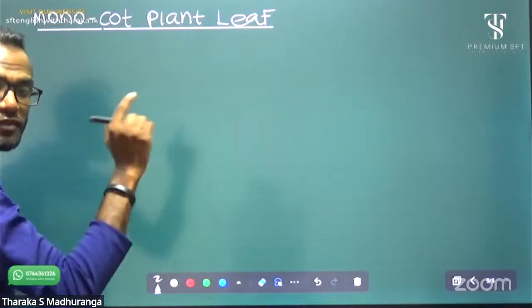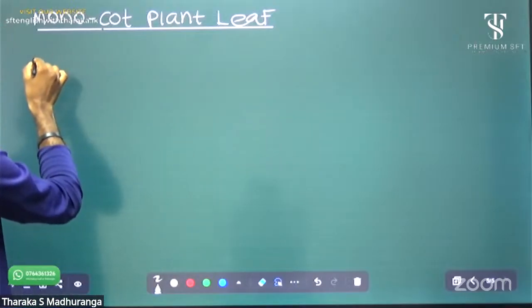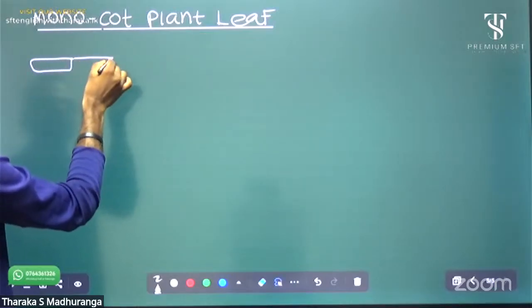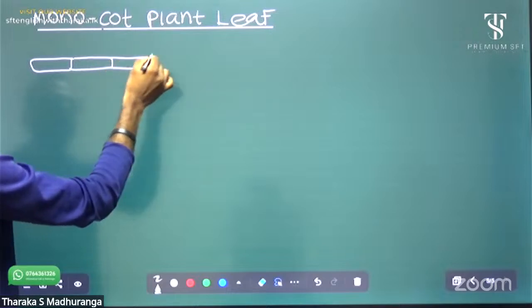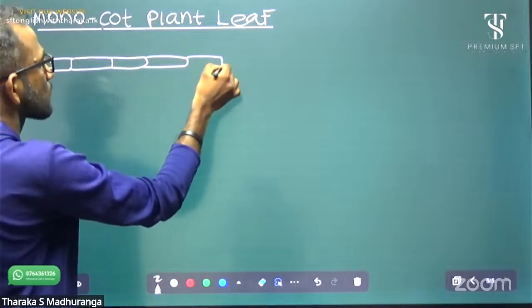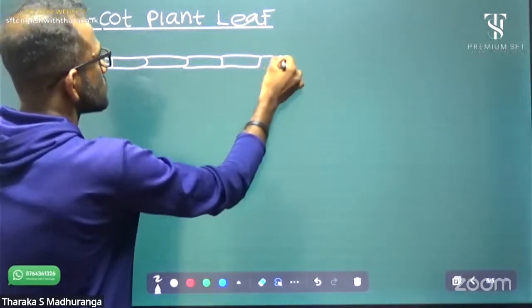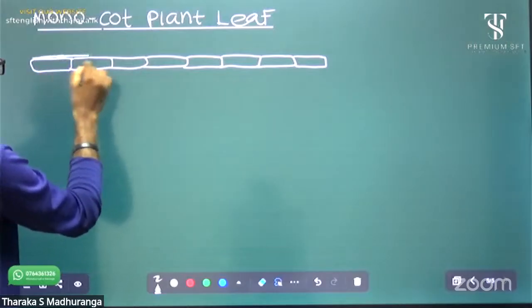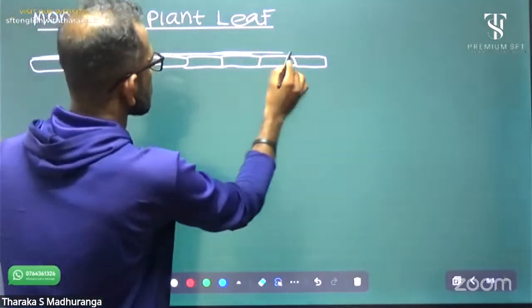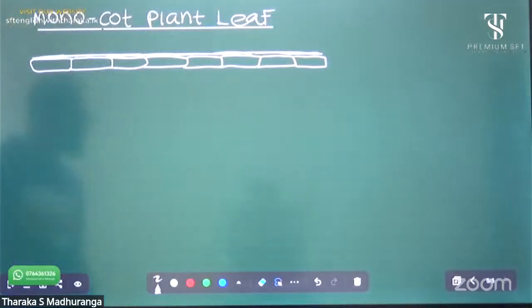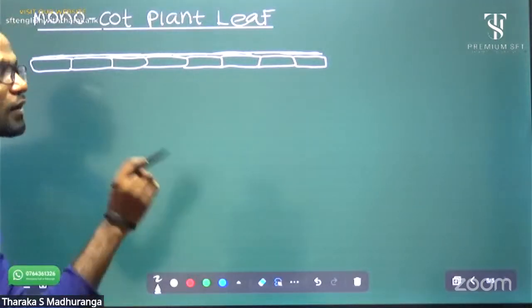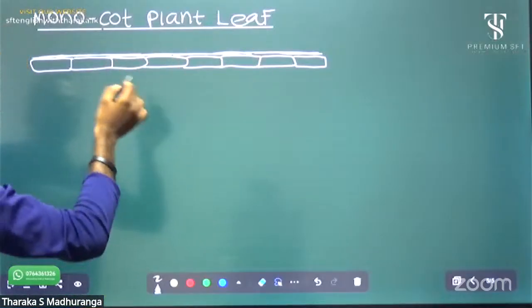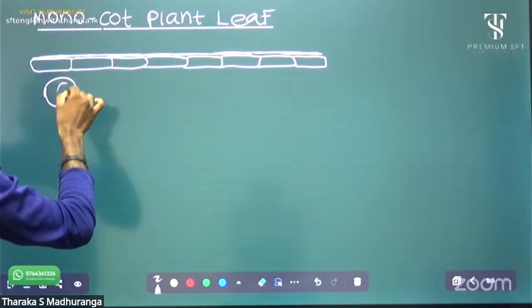Okay, the first ones, the cuticle layer and upper epidermis, are actually the same, right? Upper epidermis and cuticle layer, right? No palisade cells. Column-like cells are not available. Only spongy cells. That's the difference.